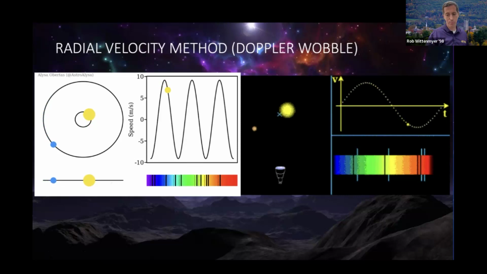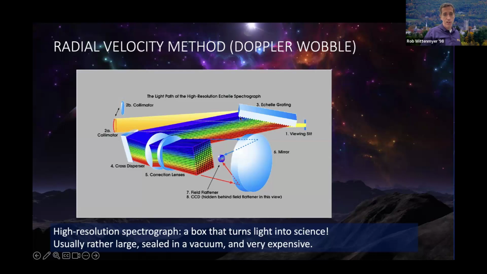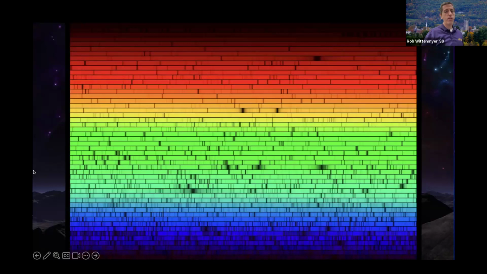How do you do it? You need a spectrograph. What's a spectrograph? It is basically, for those of us who are not really hardware people, a box that turns light into science. It literally goes into a box, actually several boxes to keep the temperature stable. So, the short version is light goes in here and you disperse it into multiple wavelengths, spread it way out with all this glass, and you put it on a detector and you end up with one of these. This is a spectrum. This is a spectrum of our own sun.